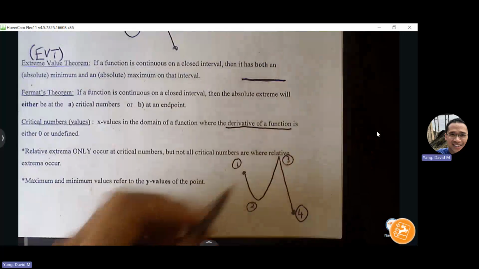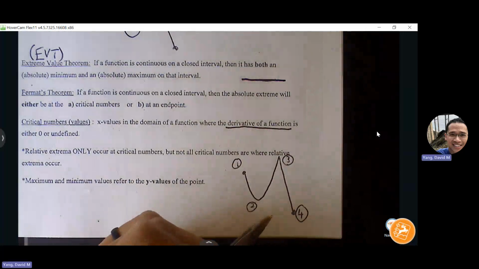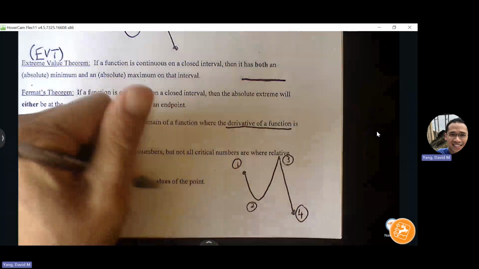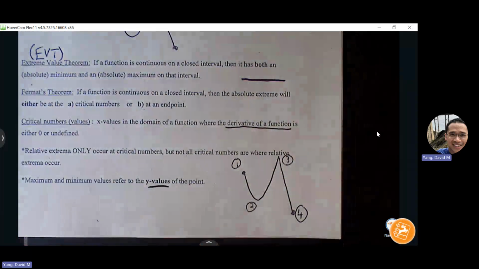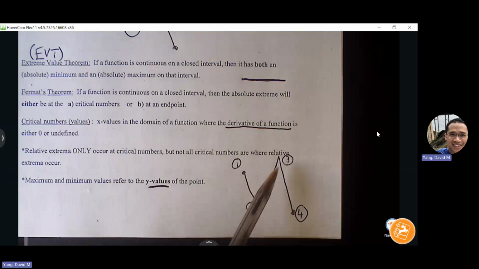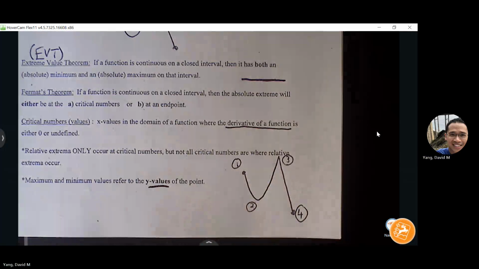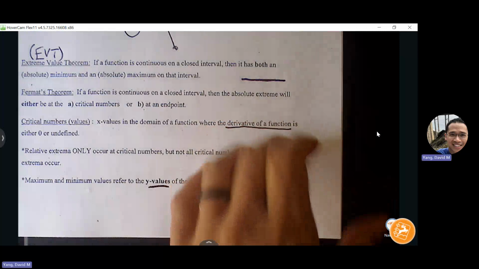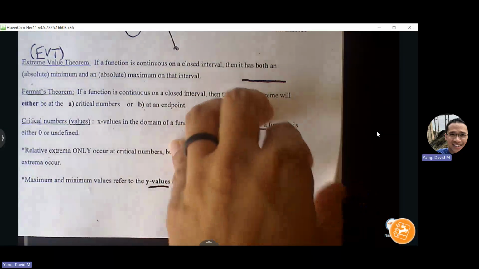So what we need to do is identify these points, then put them all into the original function and see which one produces the highest or lowest y value. But we're doing this without the use of a graph. I just want to show you that if this is what the graph looks like, these are the only candidates we have to consider: endpoints and critical points. Okay, so let's go to the next page.